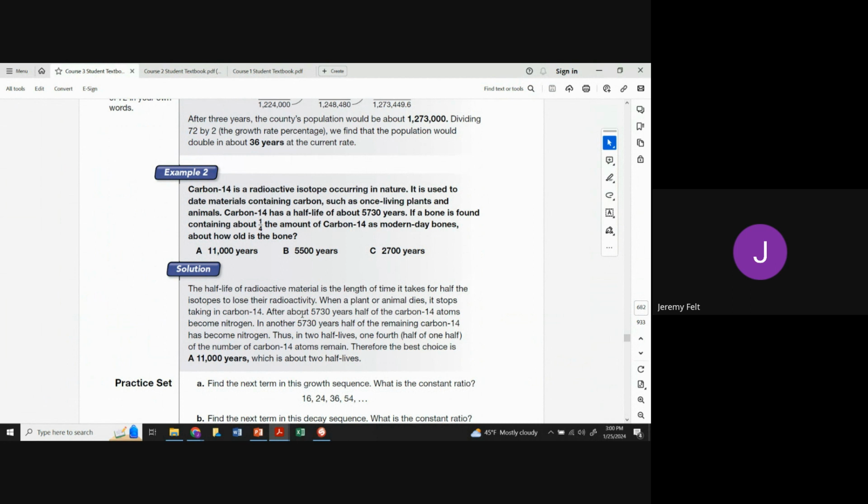Carbon-14 is a radioactive isotope occurring in nature. It's used to date materials, so you've probably heard of carbon dating. That's what this is. Such as once living plants and animals, carbon-14 has a half-life of 5,730 years. If a bone is found containing about 1/4 the amount of carbon-14 as modern-day bones, about how old is that?